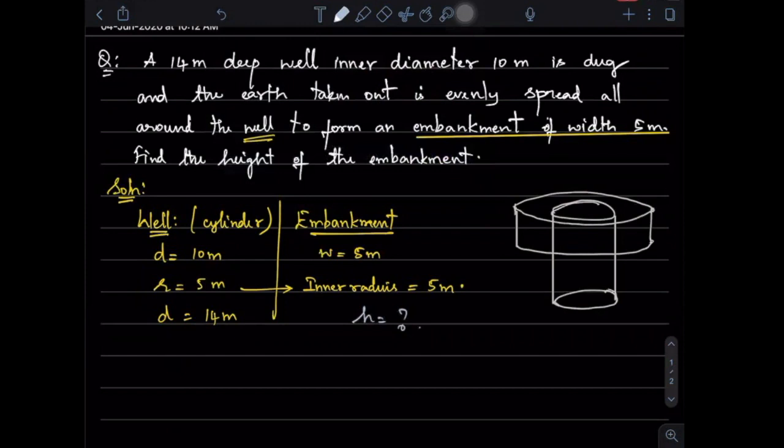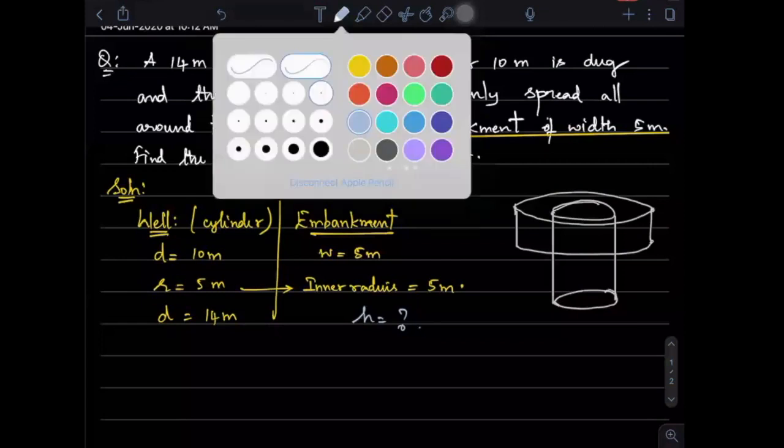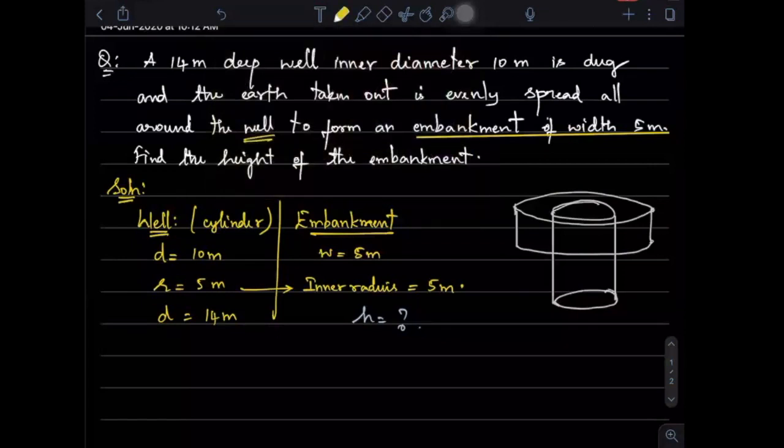Now outer radius என்னவா இருக்கும்? Definite 10, sir. How do you calculate the outer radius? Width plus inner radius is equal to outer radius, sir. Exactly. So height is what they have asked. So the outer radius is equal to 5 plus 5, which is equal to 10 meters.